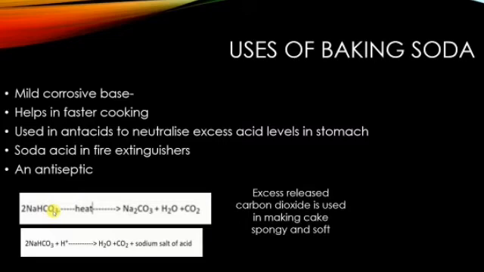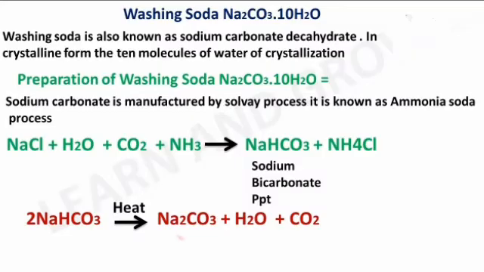When sodium bicarbonate is heated, it produces carbon dioxide, water and sodium carbonate. The excess release of carbon dioxide is used in making cakes, sponges and other bakery products. The release of carbon dioxide creates pores and hollow spaces within bread and cakes, and as such they become spongy and soft.